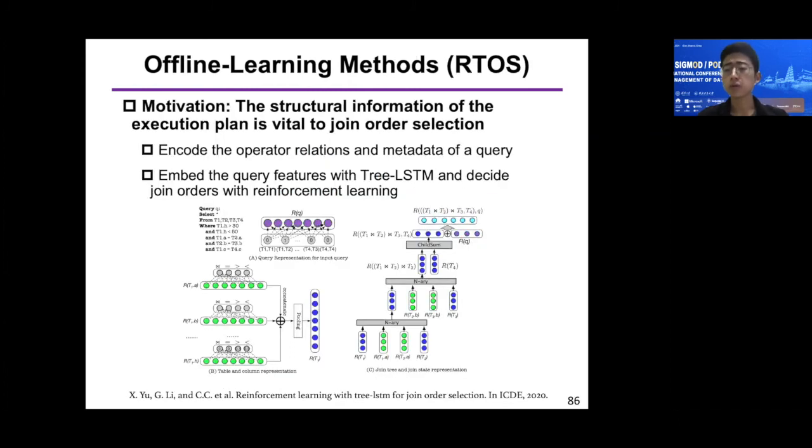Moreover, the above methods cannot support updates on schemas. To address this problem, RTOS uses a two-stage training to generate better join orders on latency with a well-designed neural network structure. In order to address the problem of capturing the structure of a join tree, RTOS proposes a model that utilizes the tree LSTM to represent the join state.